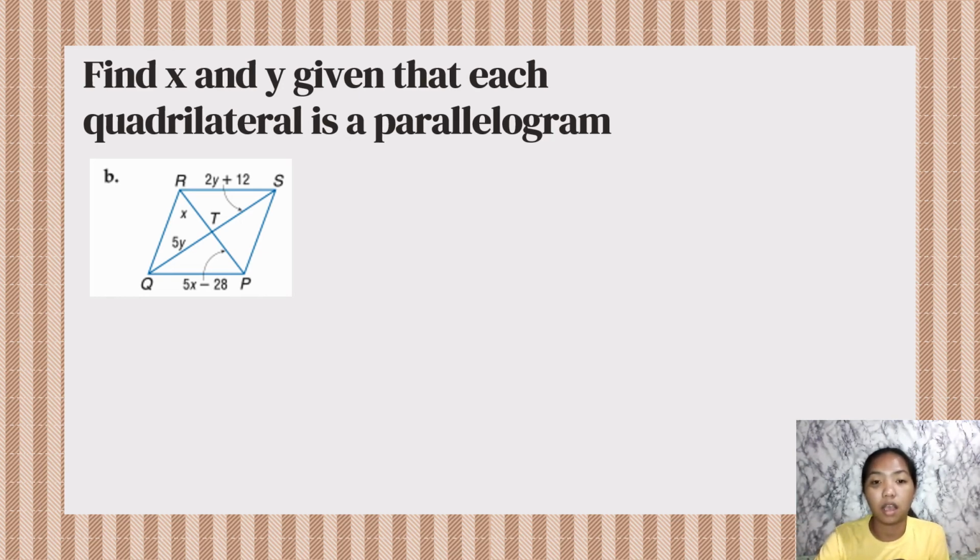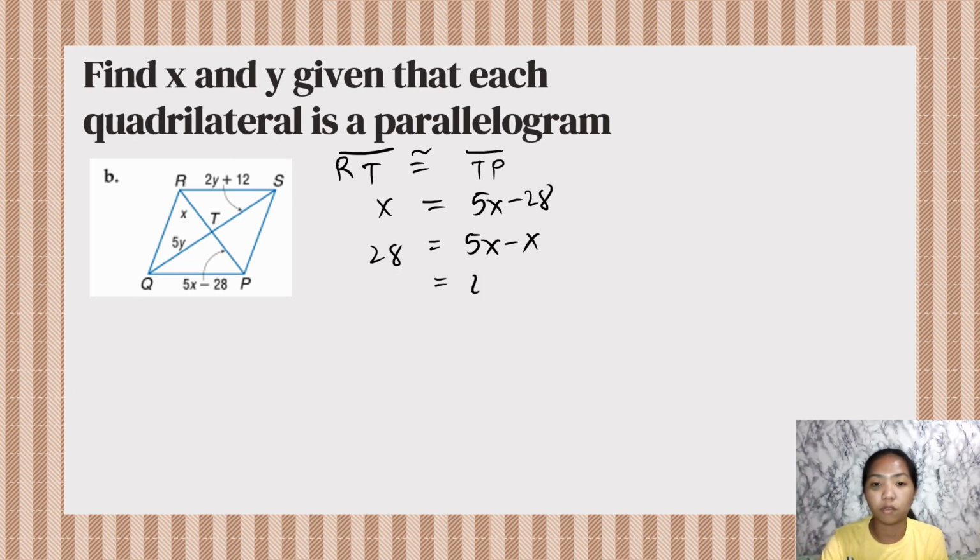That means our line segment RP is congruent. I'm sorry, that is line segment RT is congruent to line segment TP. So we have x is equal to 5x minus 28. That is 5x minus x, that is 28. 4x equals 28. So our x is equal to 7.